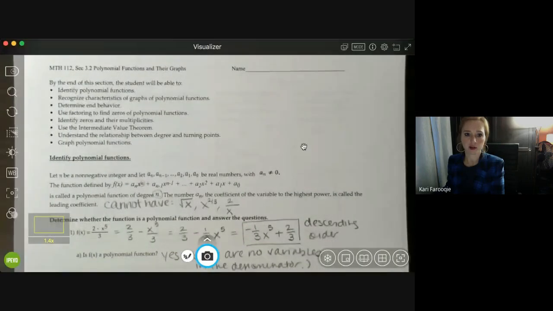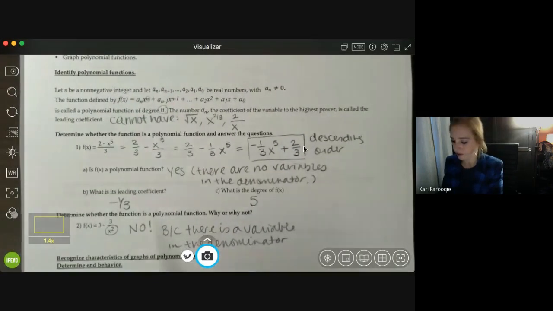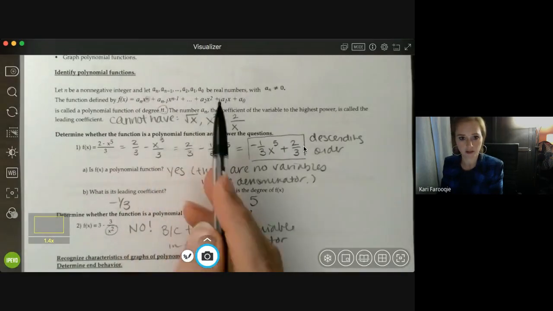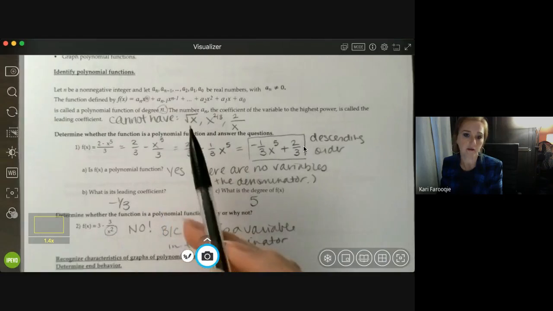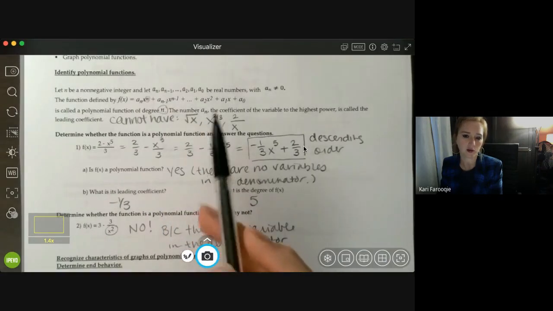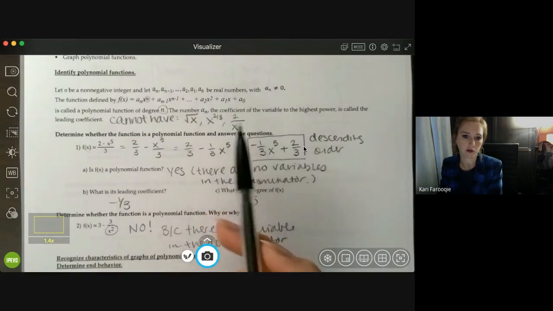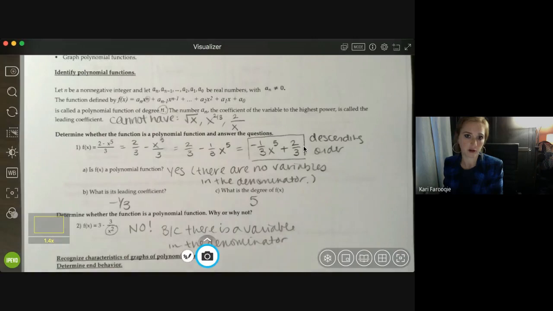Last time we were talking about what is a polynomial function. I gave you this big definition here, and we basically stated that the major things were that your polynomial function cannot have radicals. You can't have any sort of rational exponent. You can't have variables in the denominator. So we went through a couple of examples of what types of functions were polynomials and which ones weren't.